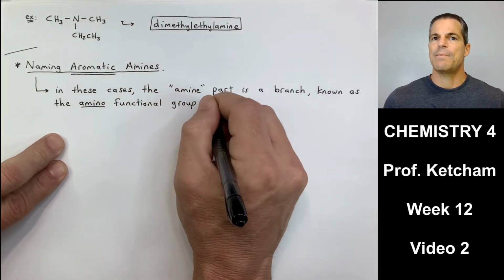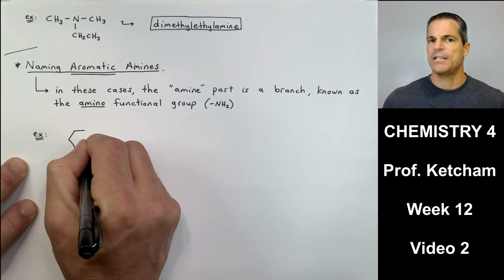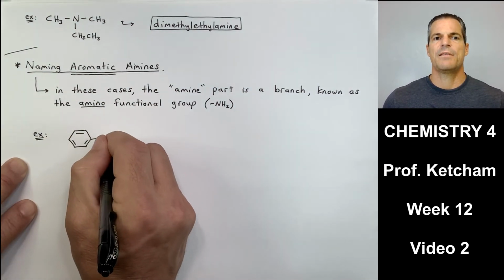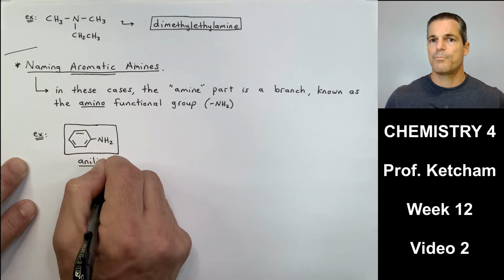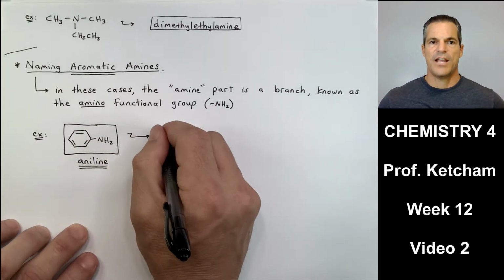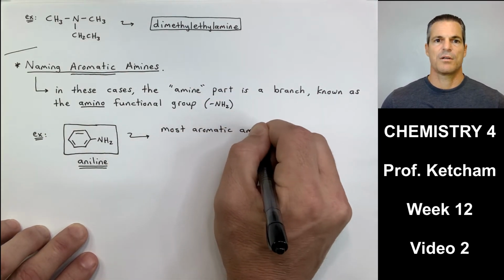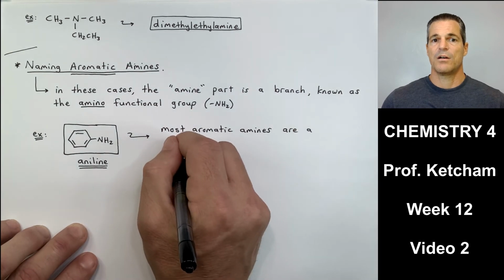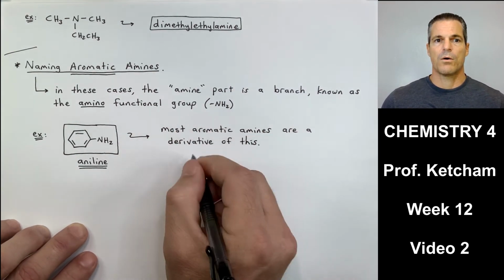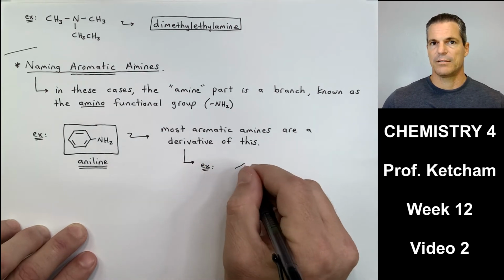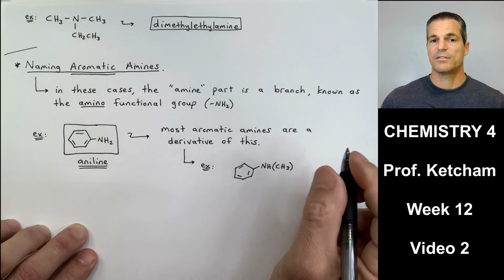If we ever have to name NH2 as a branch for some reason, it's called amino. So this example and this box I'm putting around, this is my quote-unquote parent name for anything that's based off of an aromatic amine structure. So most aromatic amines are a derivative of aniline. For example, ortho-methyl aniline, 4-chloroaniline, etc.